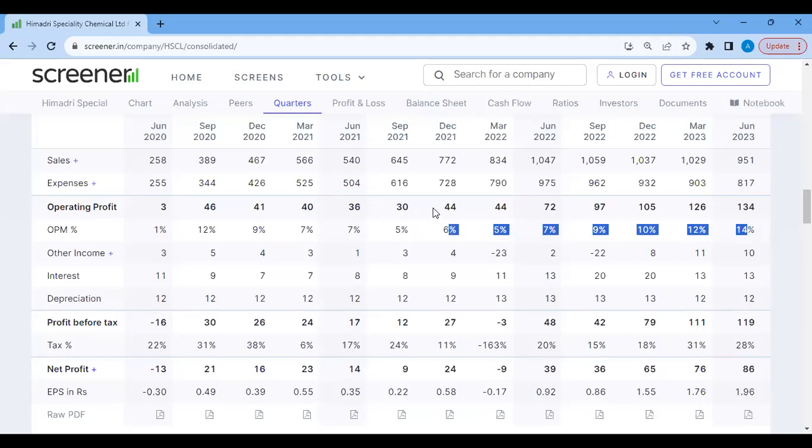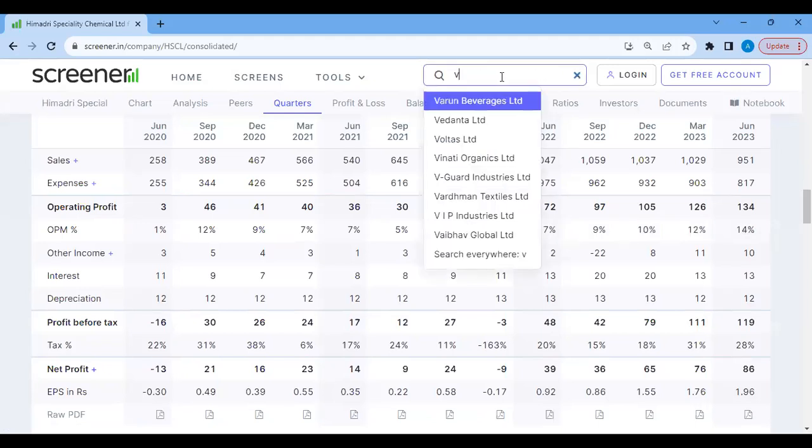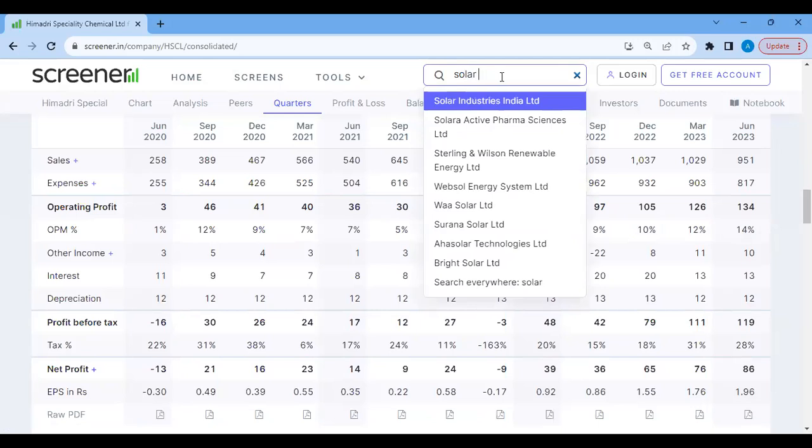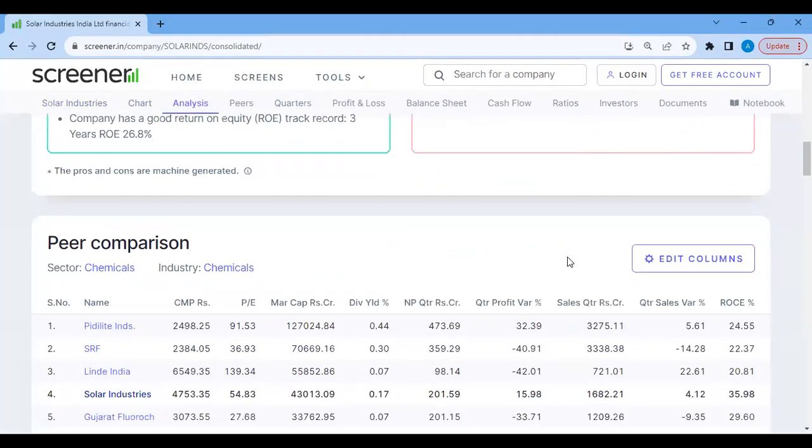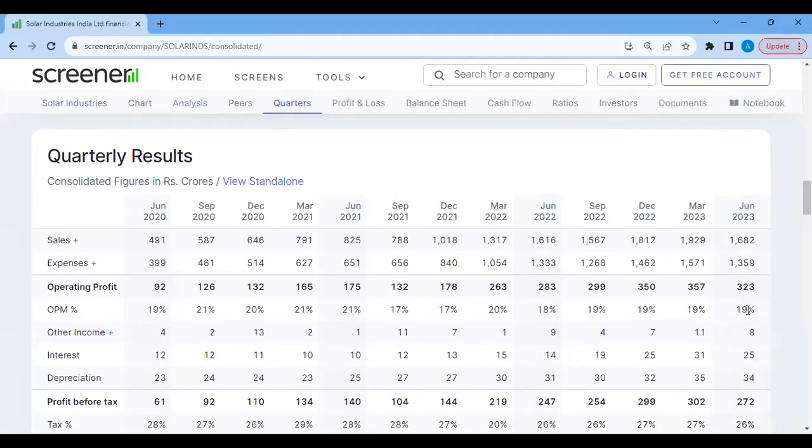Any chemical business, if it is not specialty chemical, has a variable operating profit margin, which makes it very, very difficult to predict. Let us compare the same with this company. Okay. Now tell me if this company is an evergreen company or a seasonal company or a commodity company.